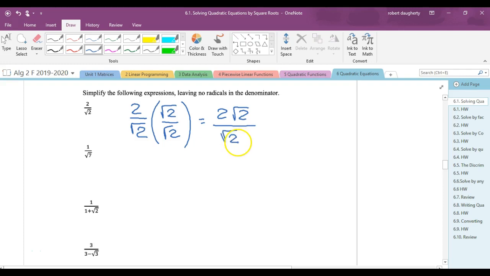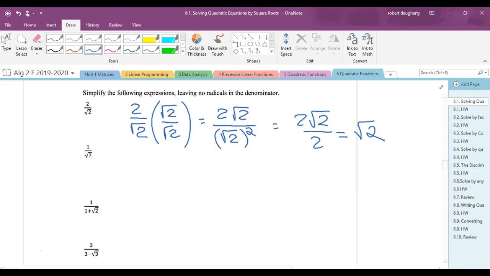On the bottom, I get the square root of 2 squared, right? On the bottom, what is the square root of 2 squared? 2. Okay, so it's the square root of 2 times the square root of 2, which is 2. All of this is what? 2 square root of 2 over 2, which is square root of 2. Okay? So 2 divided by the square root of 2 is the square root of 2.